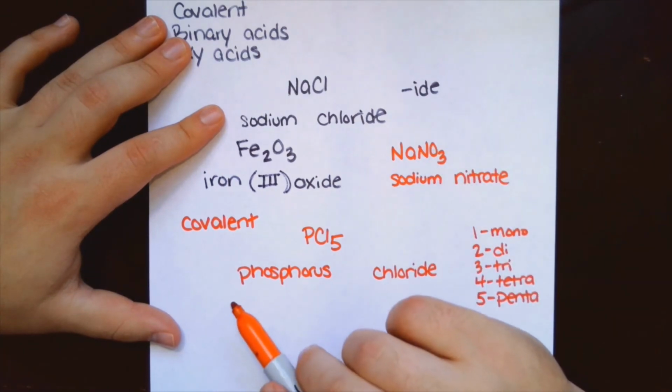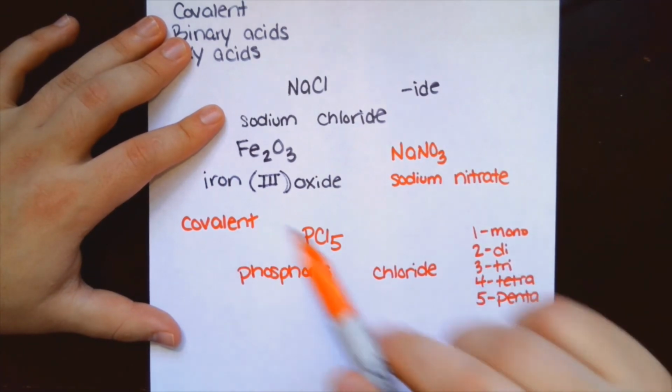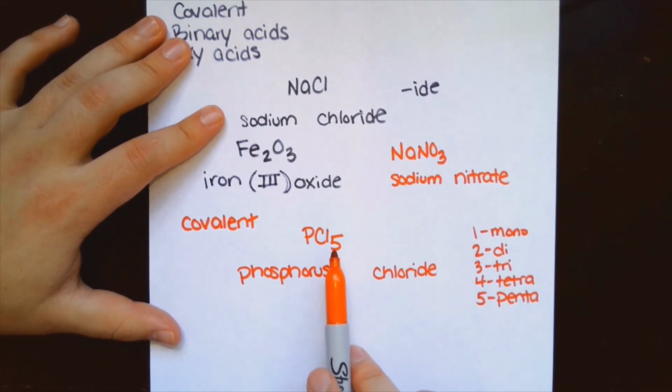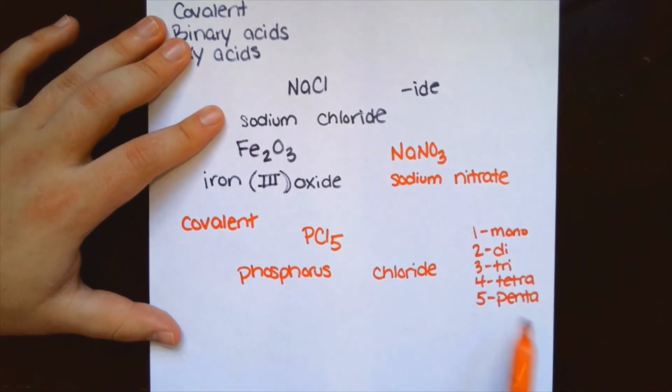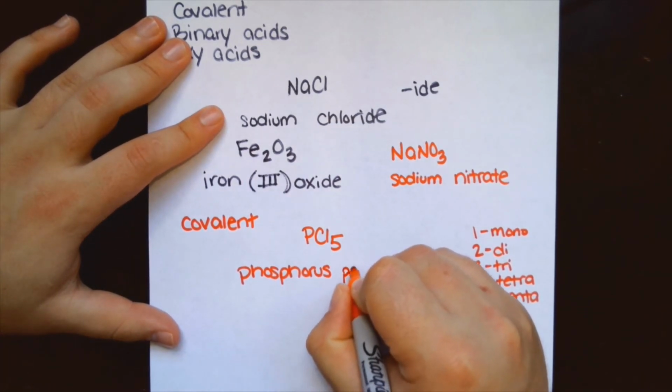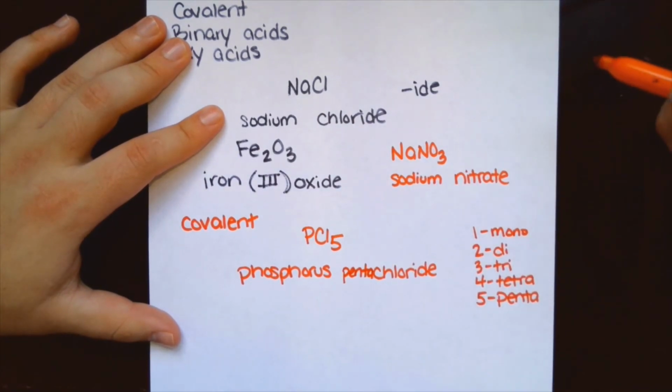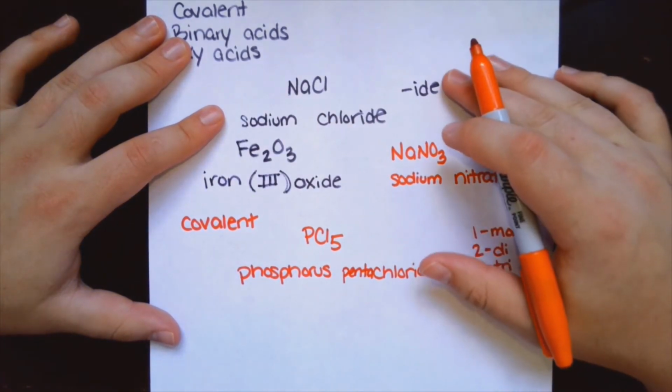If the first element has more than 1, you do have to give it, and you always have to give one for the second, even if there's only 1. So there's 5 chlorines, so we have to give it a penta prefix. So now we have phosphorus pentachloride, and that is your answer.